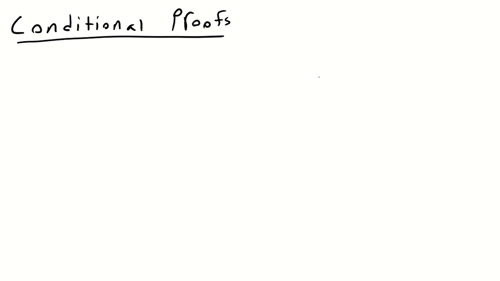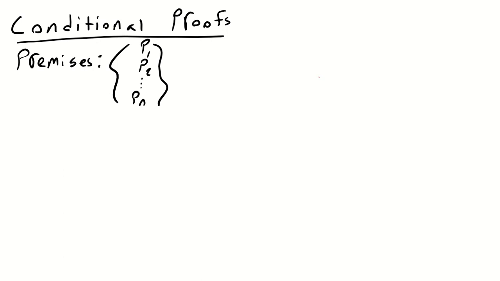We're going to consider in brief conditional proofs. Let's consider the general structure or outline of a conditional proof. So we have some argument. We, of course, start out with some premises. And here we have p sub 1, p sub 2, and so on and so forth down to p sub n. We have some premises.